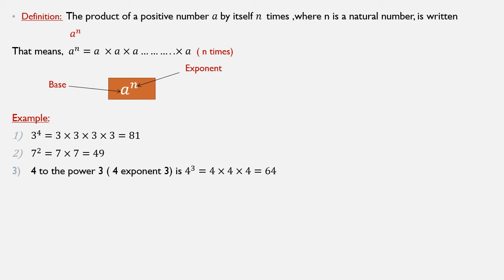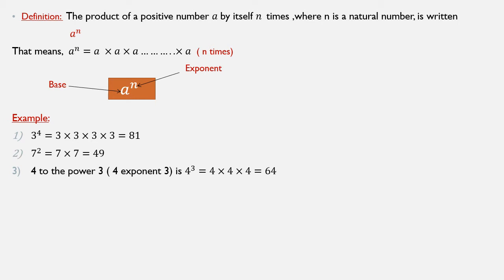For example, 3 to the power 4. Here the base is 3 and the exponent or the power is 4. So we are multiplying 3 by itself 4 times. Look, 3 times 3 times 3 times 3, 4 times. The answer is 81.